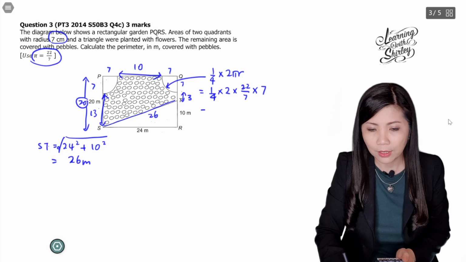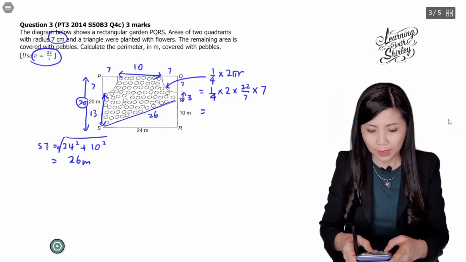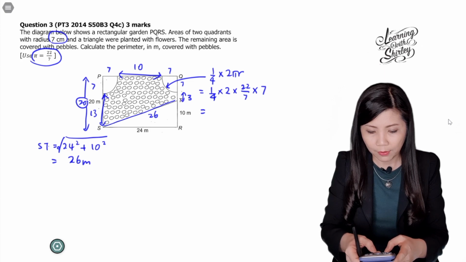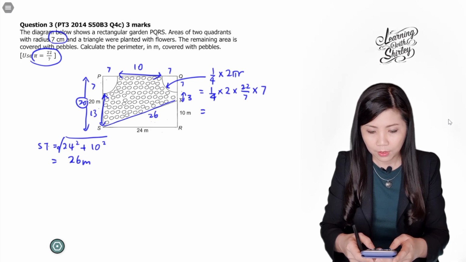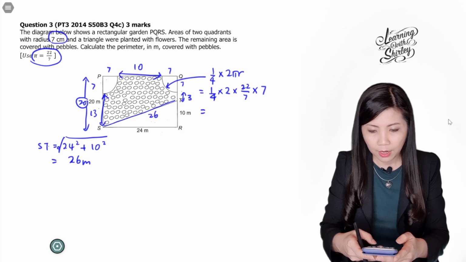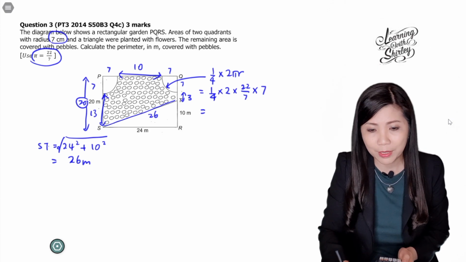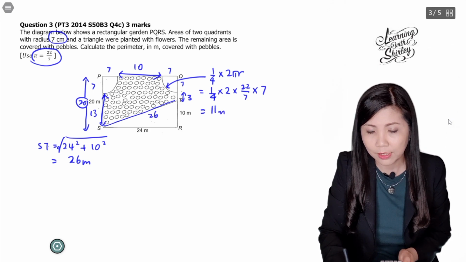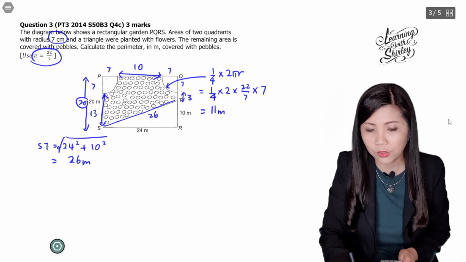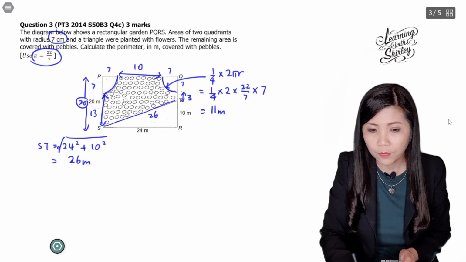Okay, so let's calculate this. 1/4 times 2 times 22/7 times 7, so we get 11 meters. So this is 11 meters. Since this quadrant and this quadrant are both the same, if this is 11, this is also 11.